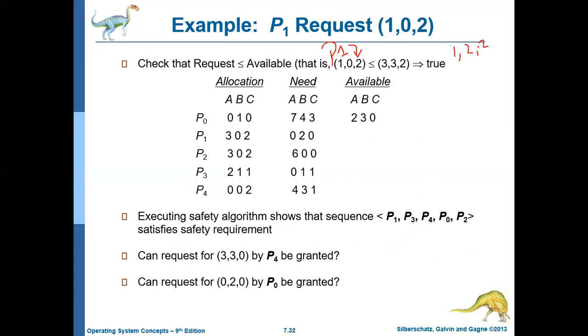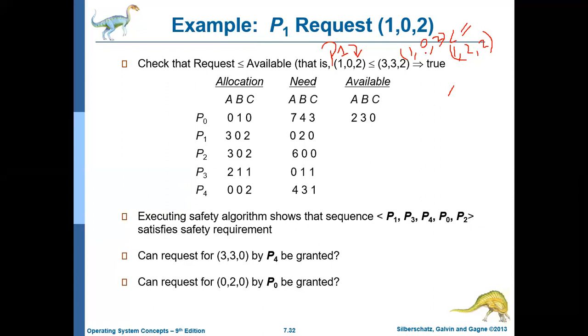Need. Okay. Yes, 122. Sorry, 122 is the need, and the request is 102. So you have to check whether 102 is less than or equal to 122 or not. Yes, this is less than or equal to 122 because 1 is equal to 1, 0 is less than 2, and 2 is equal to 2. So this is less than need.